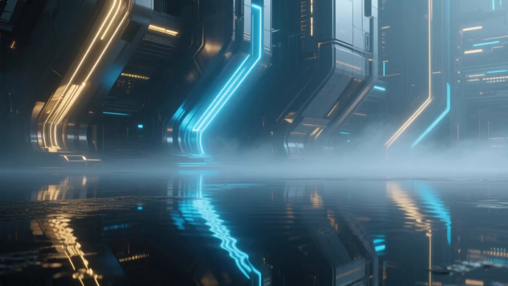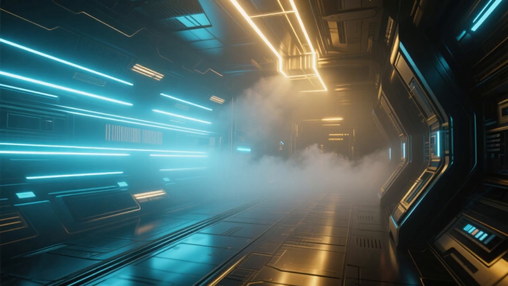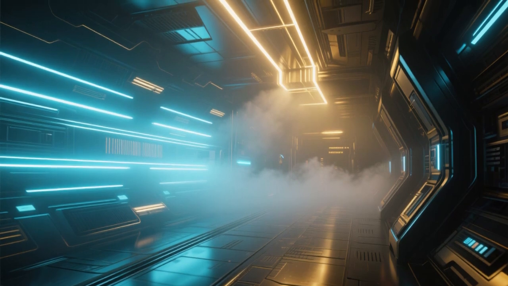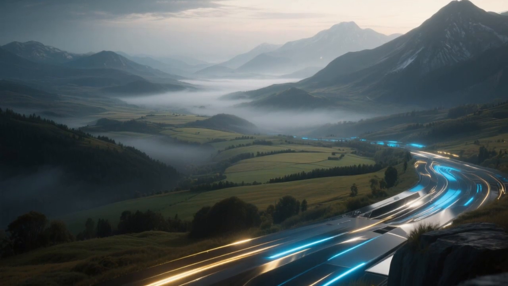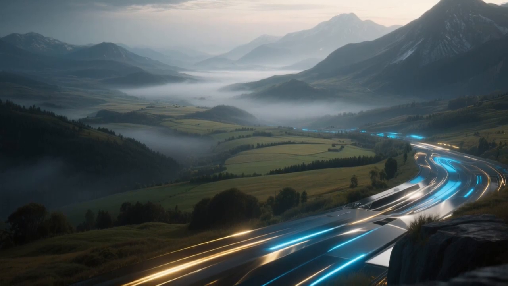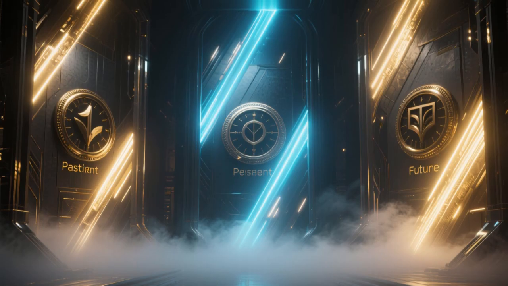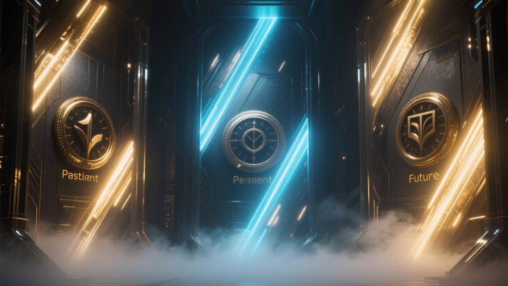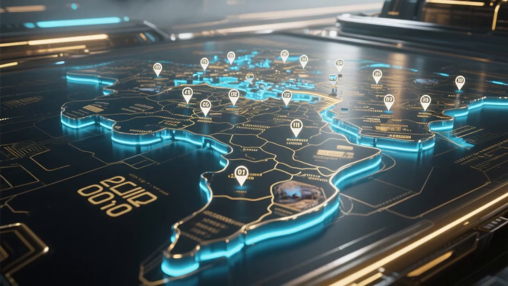But what if this image is not quite true? What if the river isn't flowing at all? What if the water is still, and it is we who are moving through it? What if time is not a flow, but a landscape, vast, unchanging, and already complete? In this quiet view, past, present, and future do not come and go. They simply are. Like points on a map, they exist all at once, fixed in their place.